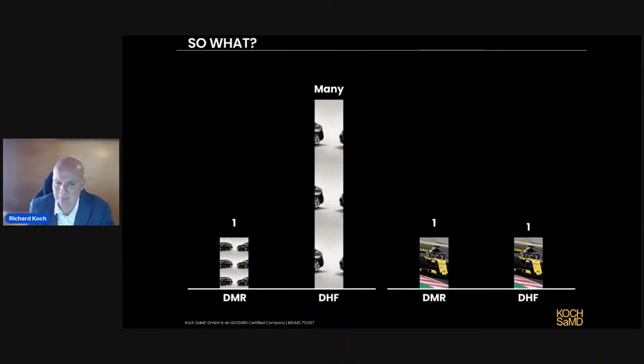So what does that mean? Here, I'm trying to demonstrate the relation, or the ratio, between your device master record and your device history record. We'll do history file or batch. So in traditional manufacturing, you'll have one device master record and you will do many, many batches based on that.